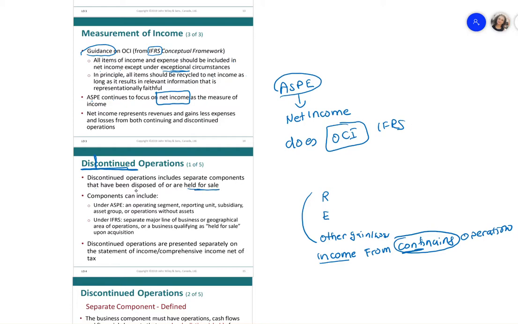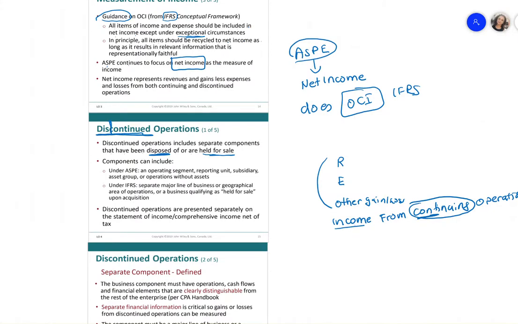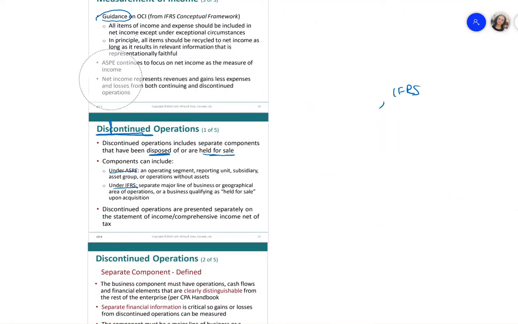So if a company has a segment or a subsidiary that is not doing well, what we need to do is close that subsidiary. When we close that subsidiary, we call it a discontinuing operation. Discontinuing operation comes under both ASPE standards and IFRS standards.